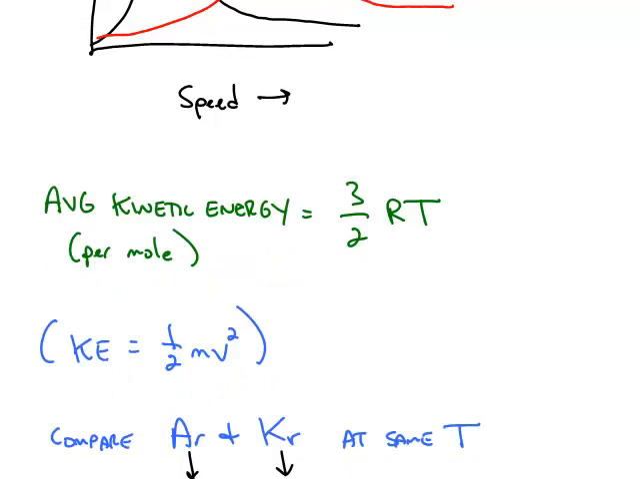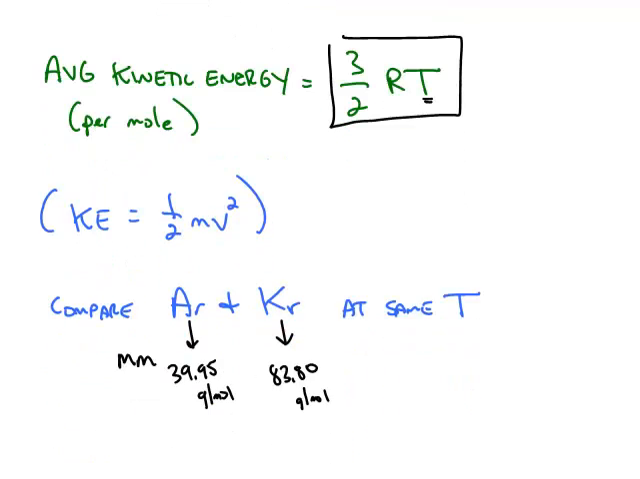We can calculate the average kinetic energy, which works out to be 3/2 times the gas constant R times the temperature T. This gives us the average kinetic energy of 1 mole of a gas sample. And the interesting thing about this is everything is a constant if we're talking about one particular temperature. So, for example, if we compared argon and krypton at the same temperature, because they're at the same temperature, those two gases will have the same average kinetic energy.